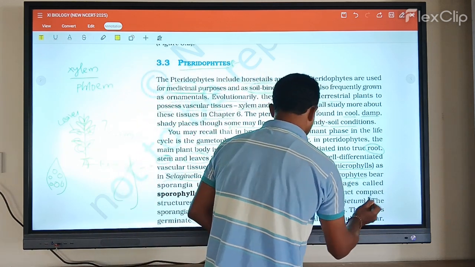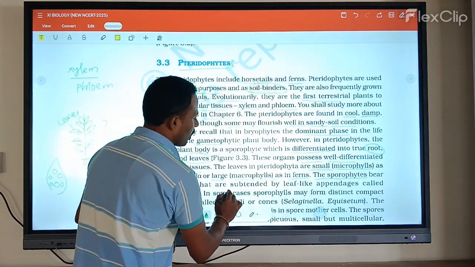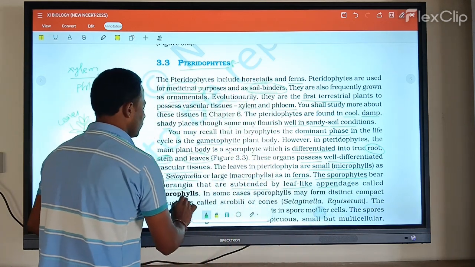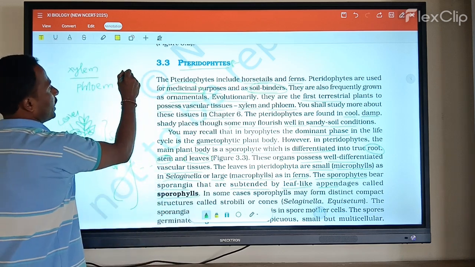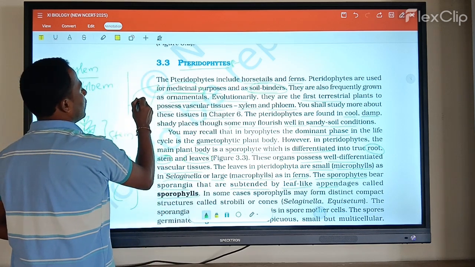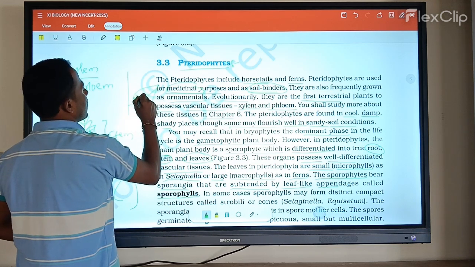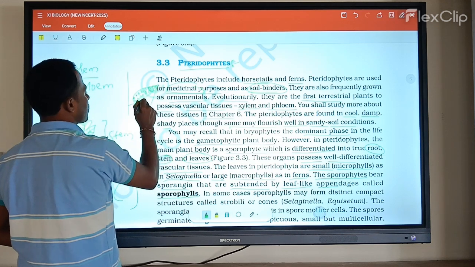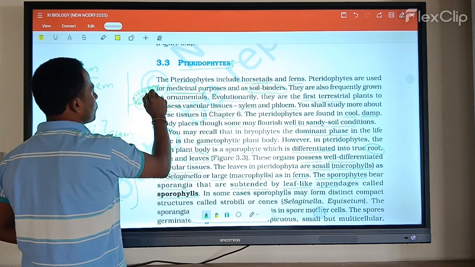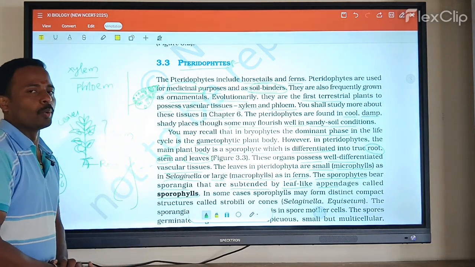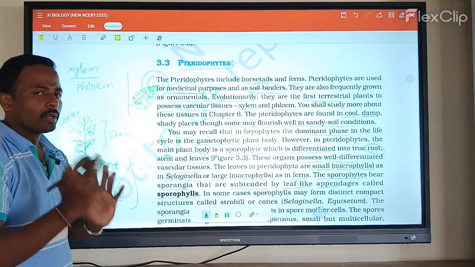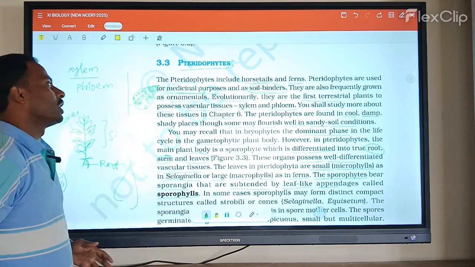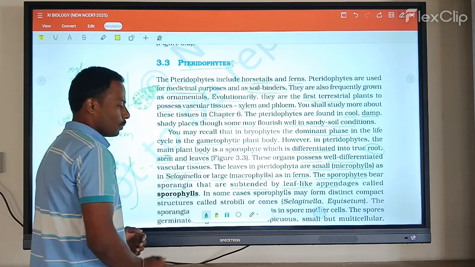The sporophyte bears sporangia that are subtended by leaf-like appendages called sporophylls. For example, take one particular leaf; in that leaf, some appendages are present. These appendages are called sporophylls, where the spores are formed.